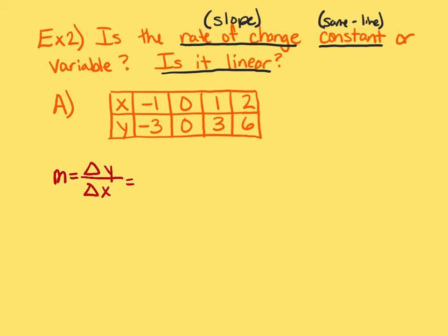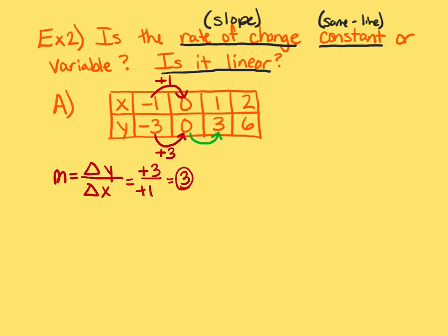Look at our y's from -3 to 0. -3 goes up 3 to get to 0. So the change in the y here was 3, positive 3, when our x's changed by going from -1 to 0, which means it counted up 1. So between these two ordered pairs, -1, -3, and 0, 0, the slope is positive 3. We can do that for each one of these.